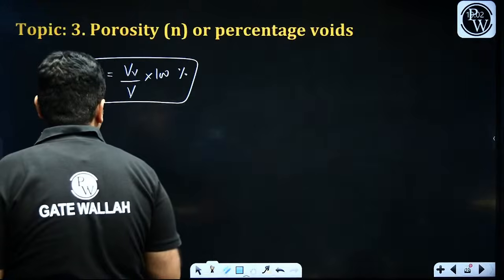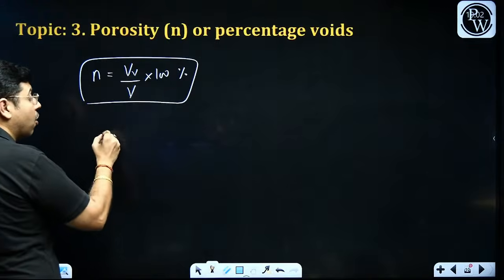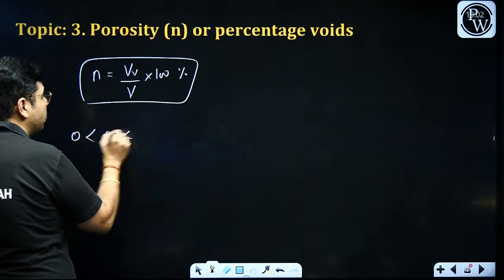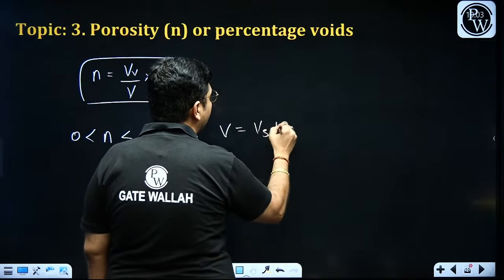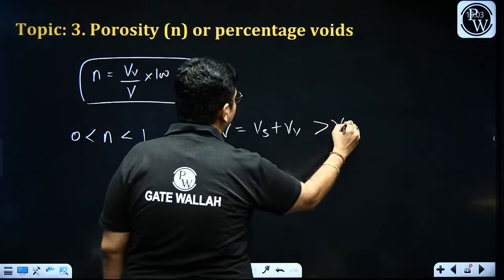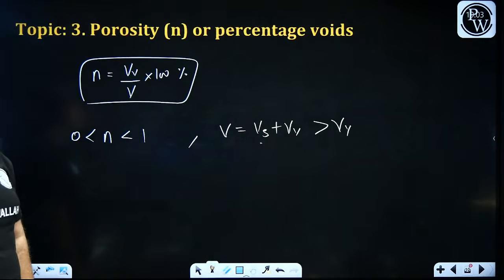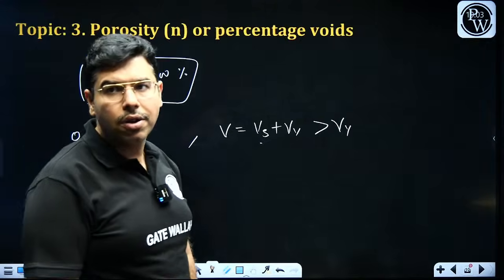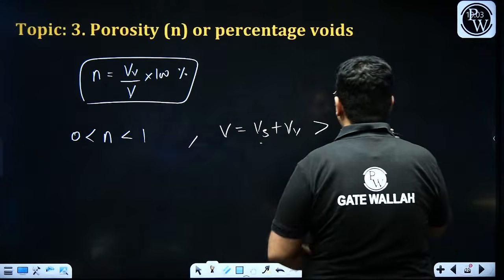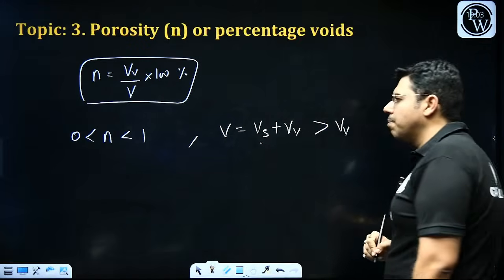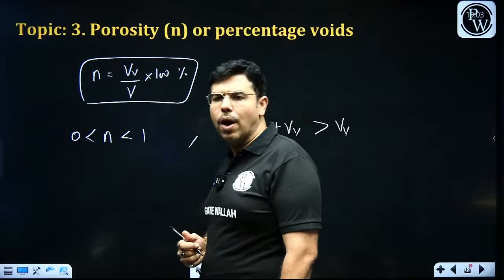Again, void volume cannot be 0, and here the porosity cannot be greater than 1 also. It is always between 0 to 1, because the denominator will always be greater than the numerator. The denominator has the volume of solids as well. So, total volume will always be greater than the volume of voids. As simple as that. And the limit of n is between 0 to 1.